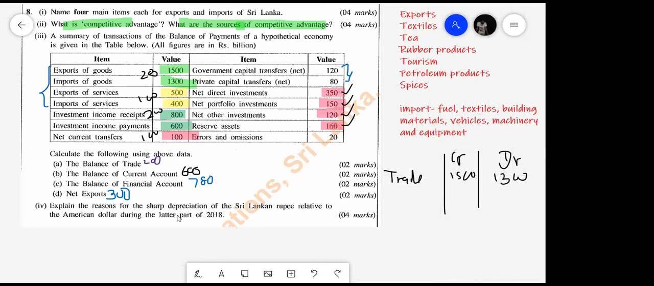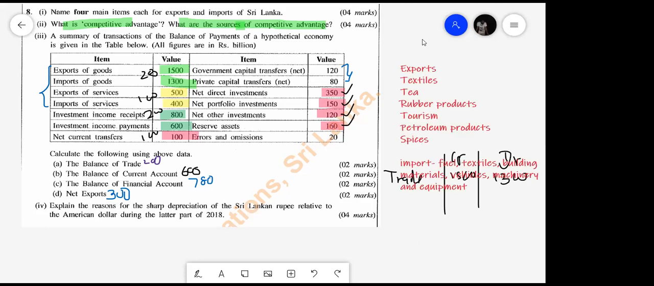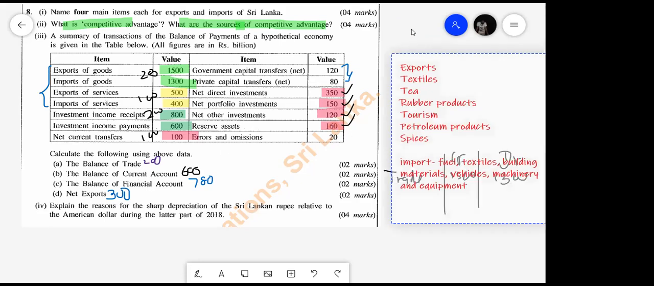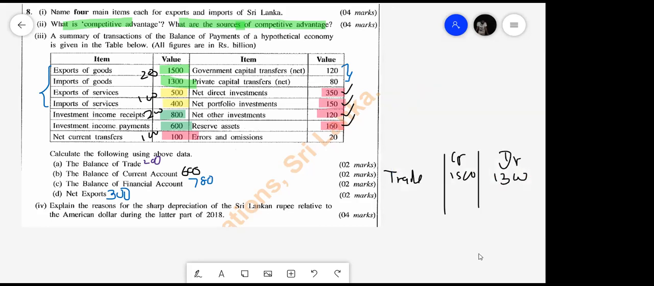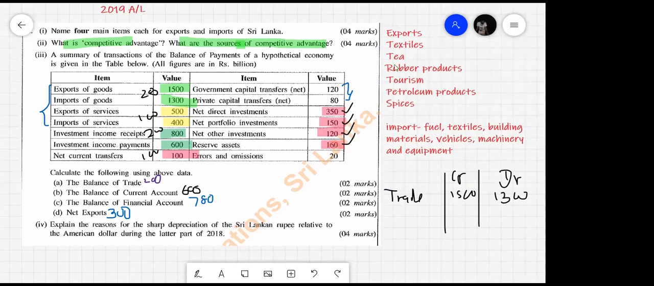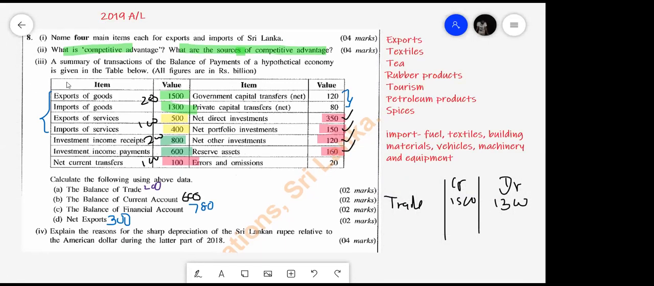The reasons for the sharp depreciation of the Sri Lankan rupee relative to the American dollar in the latter part of 2018. See, now this is in the 2019 paper, right? They're asking you reasons for 2018. Yes, guys, trade means only goods. Balance of trade means only the goods account. Okay, tangible goods and services. Okay, this one. Reasons for the depreciation of the Sri Lankan rupee.